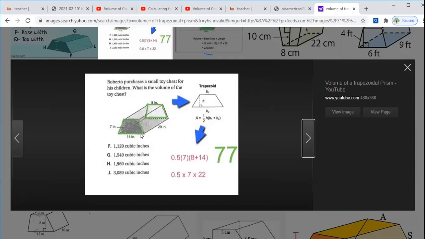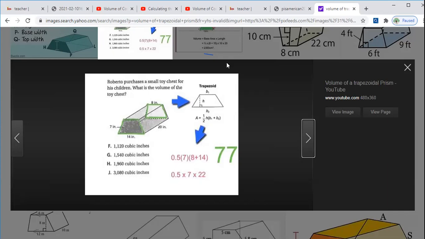Where is the height of the trapezoid? 7. So this is the first step. It will be 8 plus 14 divided by 2 times 7. And what is the height for the whole figure? 20 inches. Very good. So this is how we can calculate the volume of the prism.